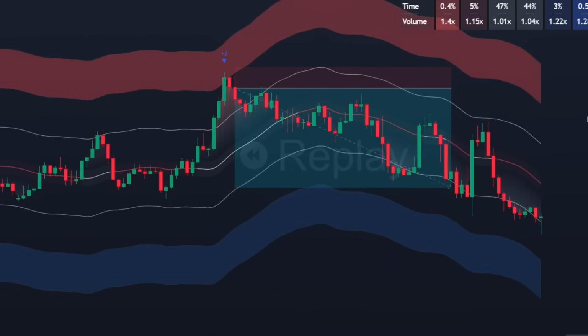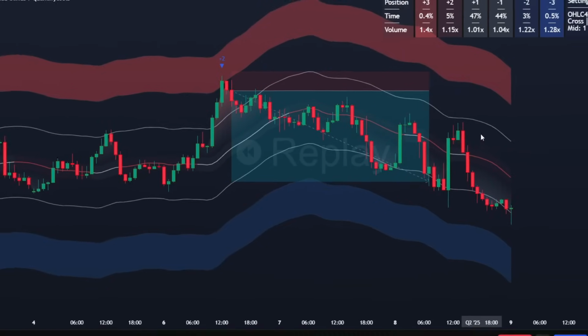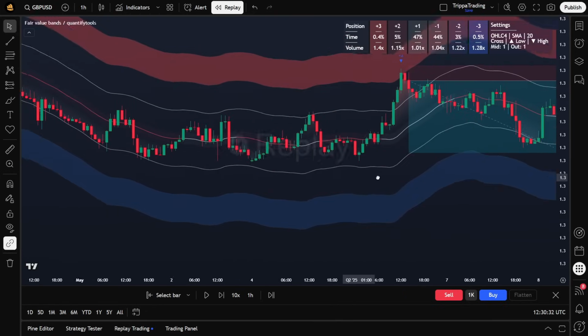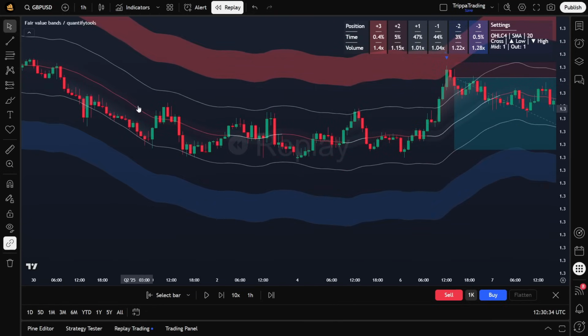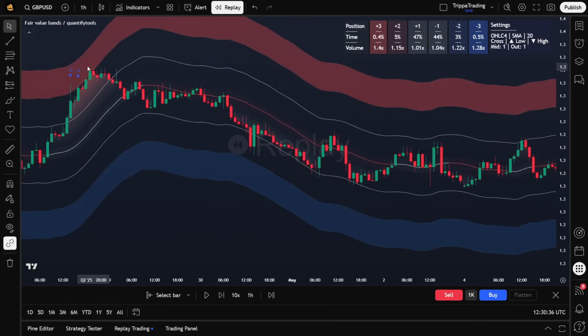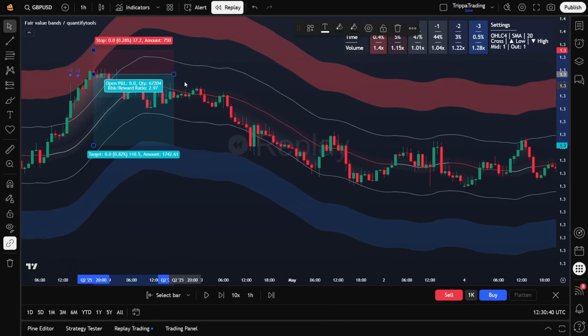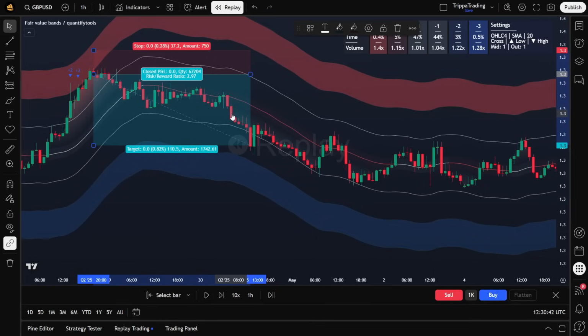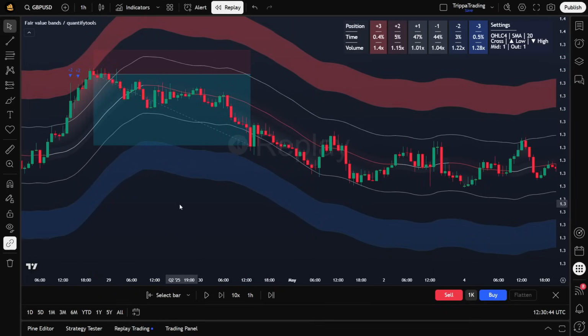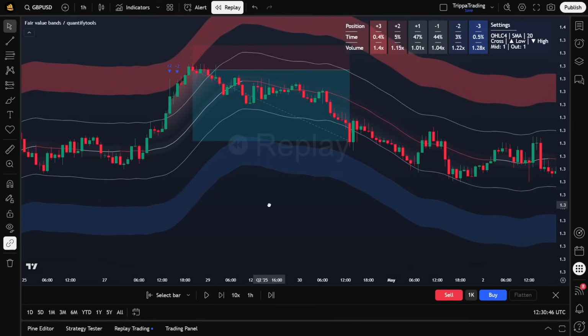The reason this works is simple. The fair value bands are built around probabilities. Most of the time, price stays in the fair value area. The further it stretches, the higher the risk, and the higher the chance it will snap back. That's why reversals from the extreme zones happen so often. And that's exactly how you can use this indicator for mean reversion strategies.